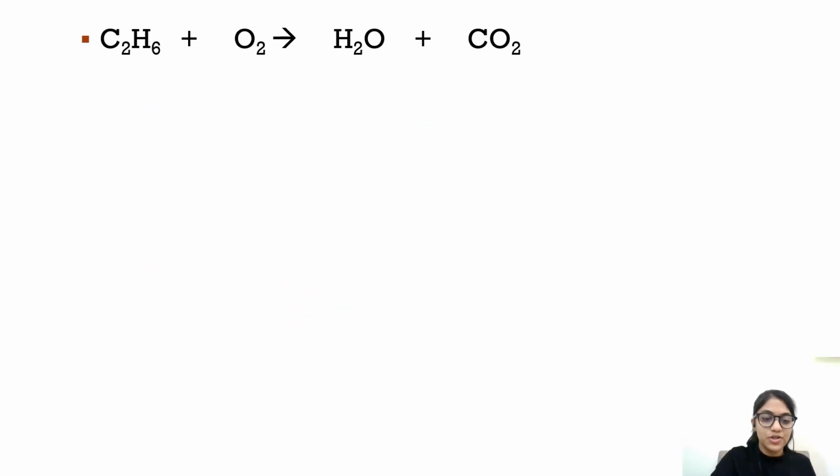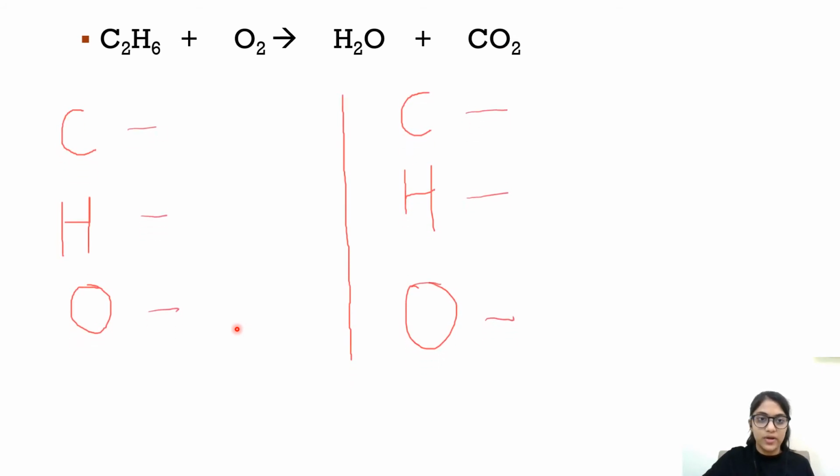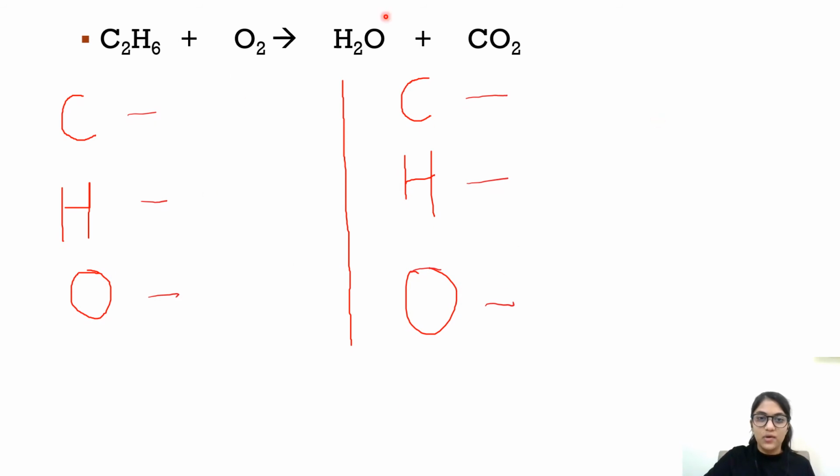Now the next equation that I have for you today is this. C2H6 plus O2 gives us H2O plus CO2. Now we've solved quite a lot of chemical equations by now, and this one I'm going to be doing without writing the number of atoms over here. However, I'll still keep this on in case we want to write it at any point of time. Let's just solve it mentally, keeping the number of atoms in mind.